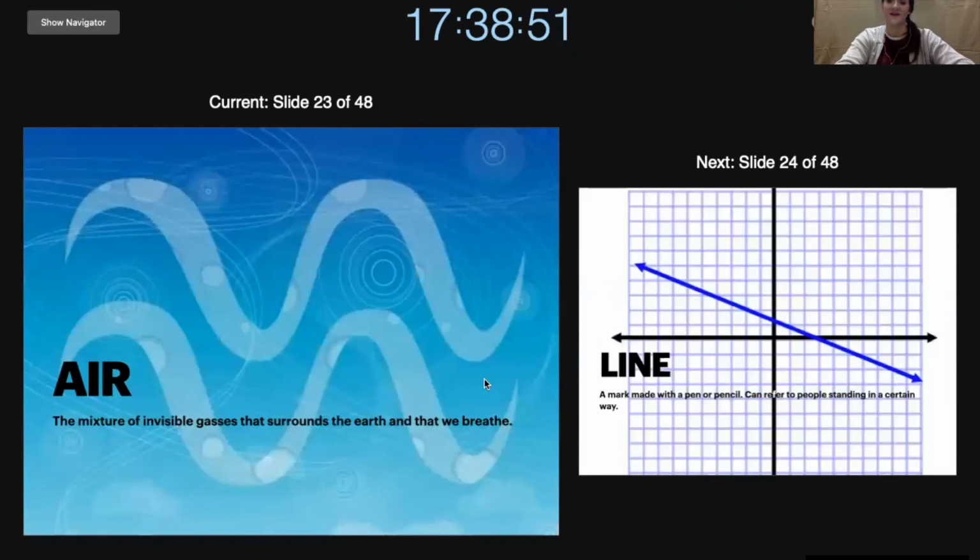We then have air. If you do this, you can feel the air moving against your hand. So it's a mixture of invisible gases that surrounds the earth and that we breathe. So I move air into my lungs and I blow it out of my mouth.